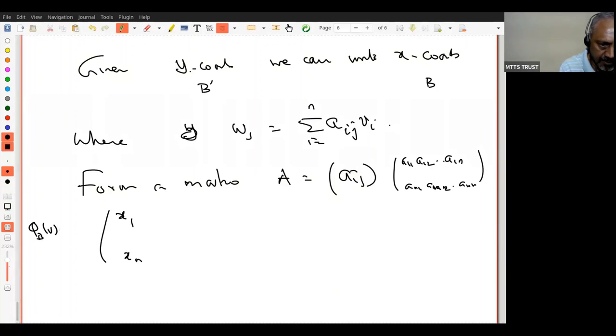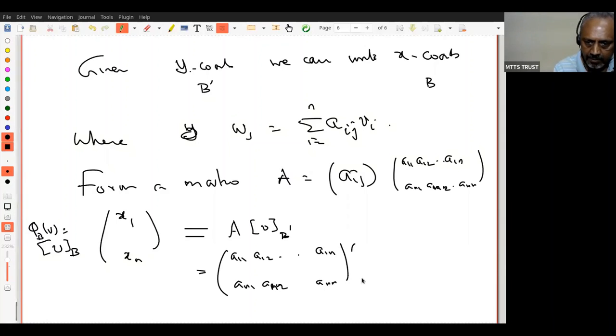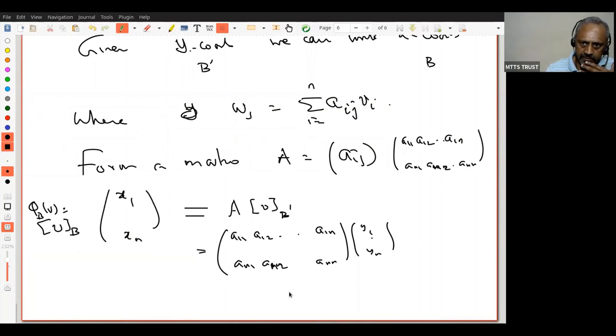phi_B of v, which is the column vector v_B, is given by the matrix A times the column vector of B dash. That is, this is a11, a12, ..., a1n, ..., an1, an2, ..., ann, acting on the column vector y1, y2, ..., yn. Just make sure it follows. Are you following? Are you sure?